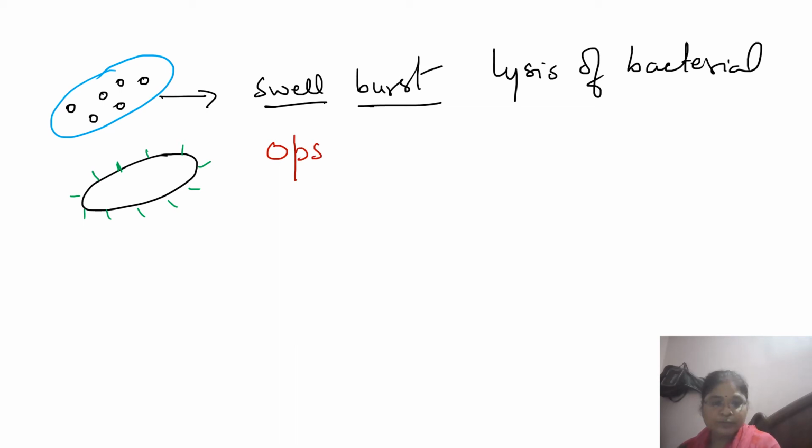Opsonins. Ready to eat. The opsonins attach themselves to these antigenic sites, to those proteins on the wall of the bacteria. Now, in the previous video I talked about macrophages, if you remember.